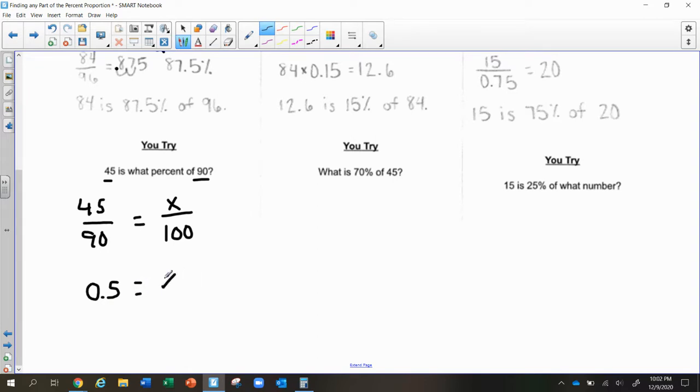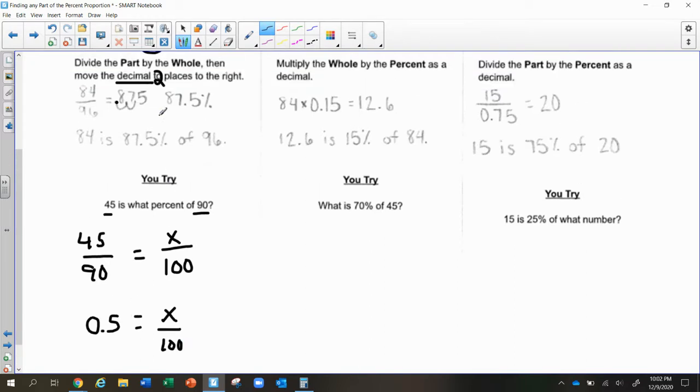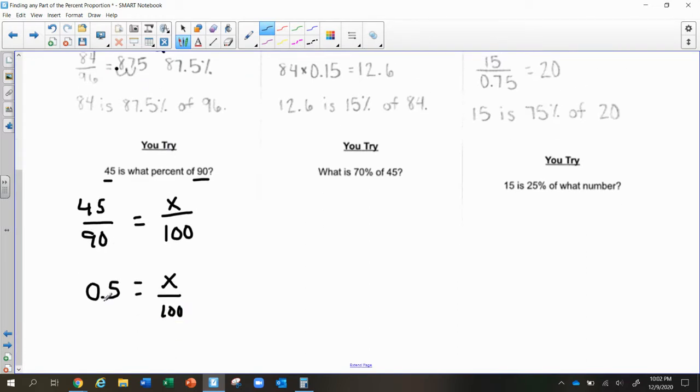Equals X over 100. Okay, so you can do exactly what this says and move this decimal 2 places to the right. I like to think of it too as you're multiplying by this 100. So you're still multiplying by 100 on both sides of the equation. So 100 times 0.5 is 50. And it's the same as moving this decimal place 1, 2 places to the right. I just have to add a 0 right here.